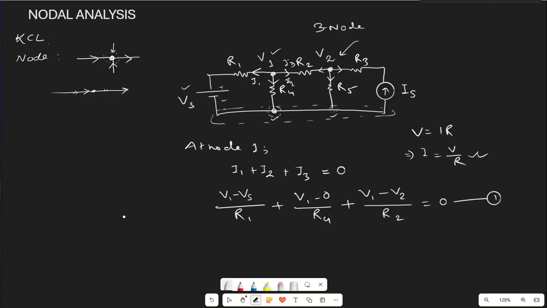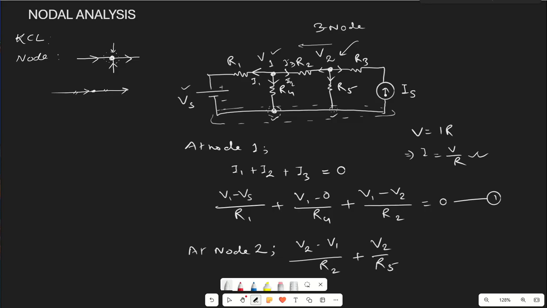Then for node V2, at node 2, we are directly going to write down with respect to this V by R ratio. If we start here, the first current is moving outward in this direction. So we have (V2 minus V1) divided by R2, plus the below one, which is V2 divided by R5.